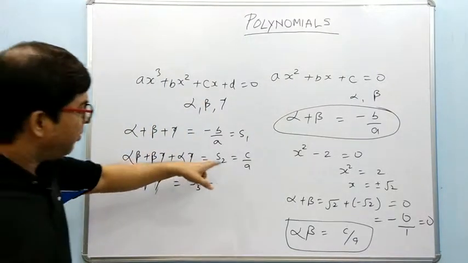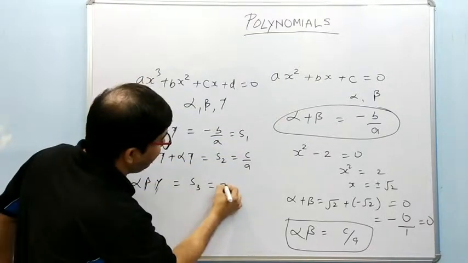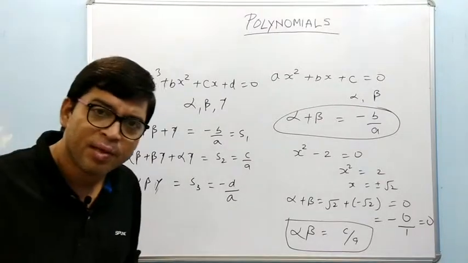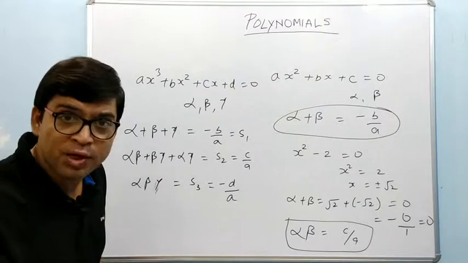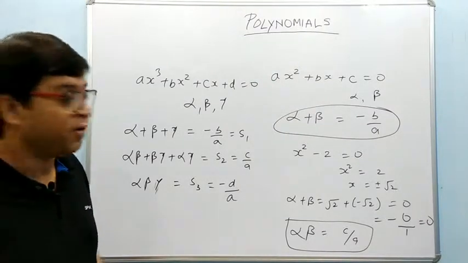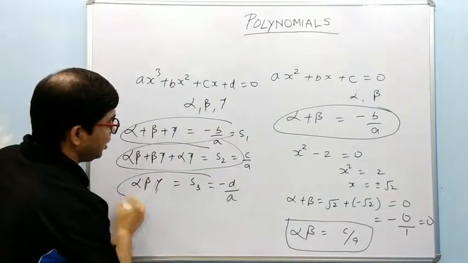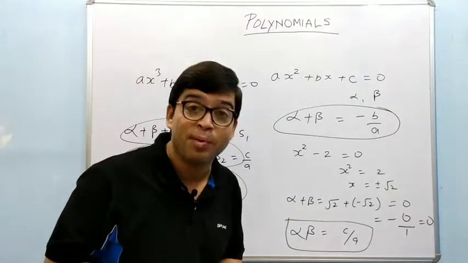We have taken minus b by a, then plus c by a, so it will be minus d by a. You just remember this thing: the relation between the roots, the sum of roots, and the coefficients of the equation. Very important. This, as well as what we know about the quadratic, we will be using while solving the problems.